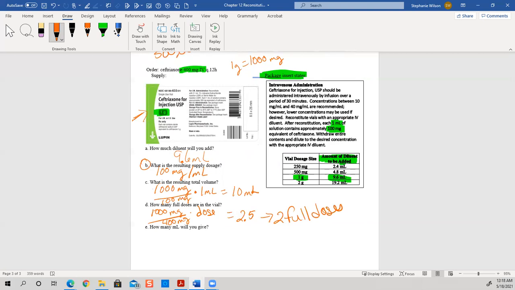Now, how many milliliters will you administer? Well, we're going to take our order. We're going to take our resulting supply. And we come out with 4 milliliters is how much we will administer. And that is reconstitution. Thank you, guys.